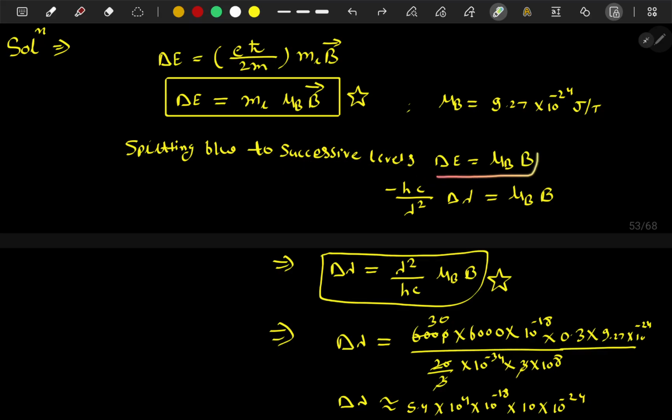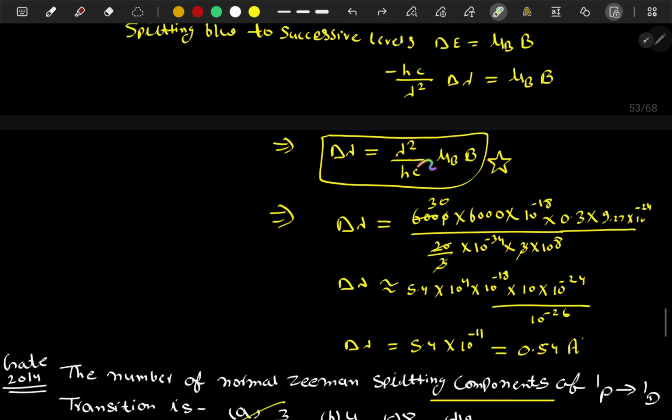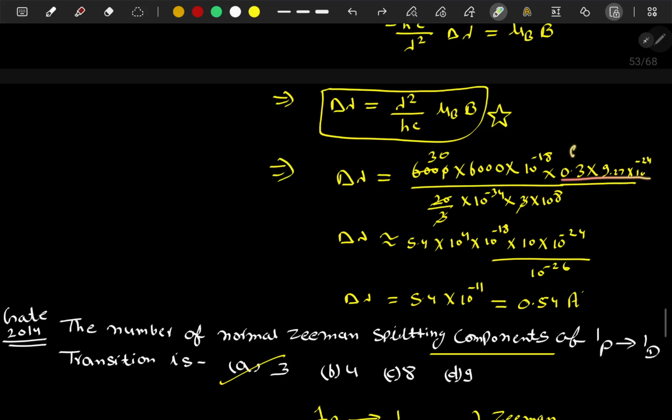So ΔE equals μ_B into B, and ΔE is minus hc upon λ² into Δλ, which will be equal to μ_B into B. So from here we can calculate Δλ equal to λ² by hc into μ_B into B. Just put the value of λ as 6000, h as 6.64 × 10^-34, c as 3 × 10^8, and put the values of B and μ_B, and when you solve it you get 0.5 per Tesla.